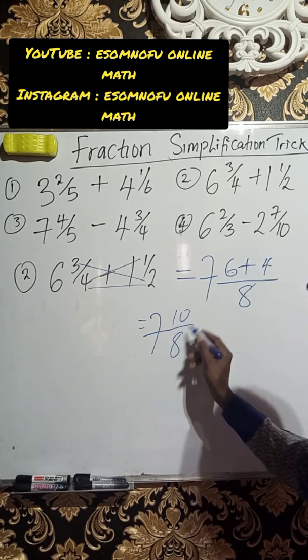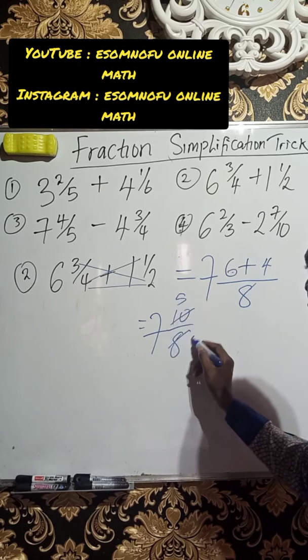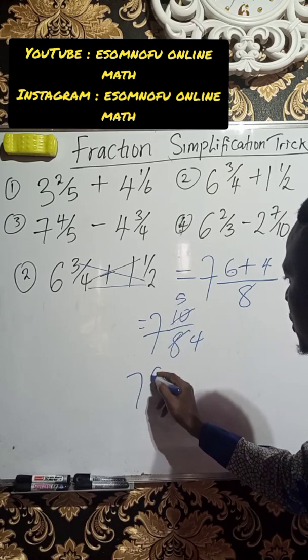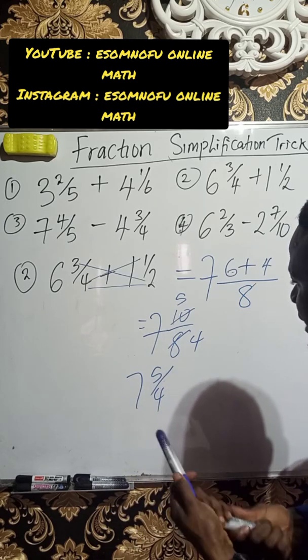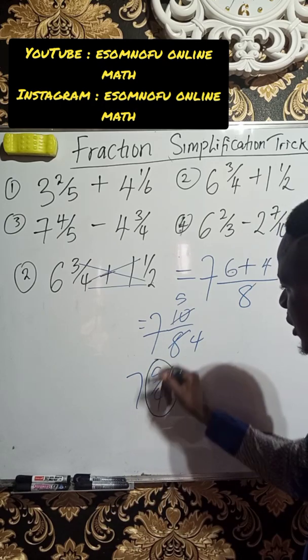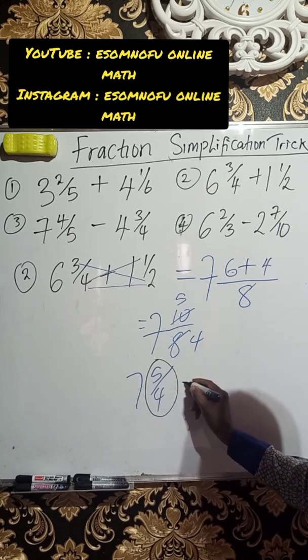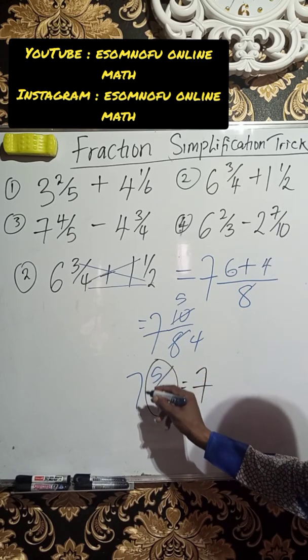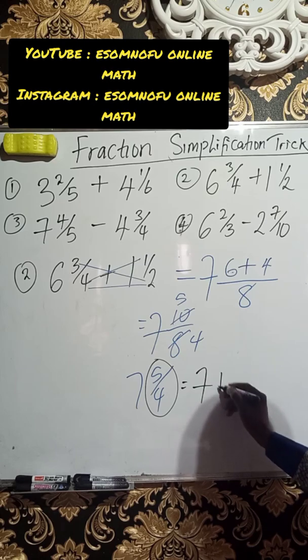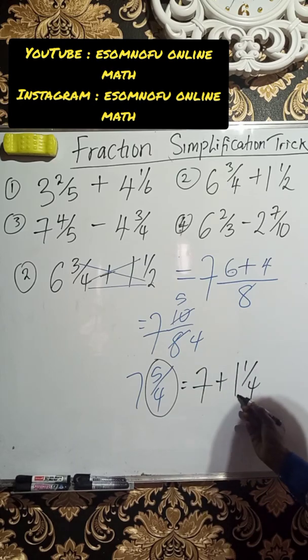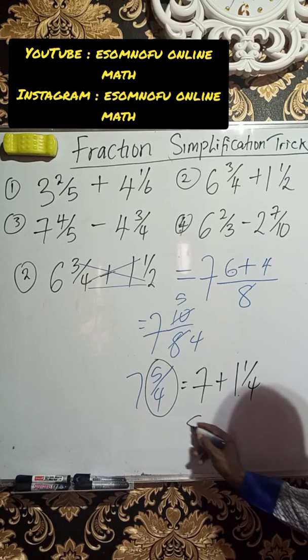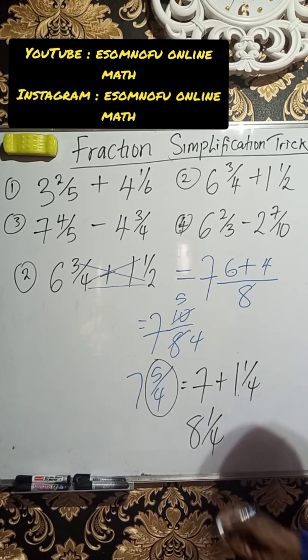Surprisingly, 2 can divide. 2 into 10 is 5, 2 into 8 is 4. So this is 7 whole number 5 over 4. But still, you cannot have an improper fraction in a mixed fraction. So this 5 over 4, you change to a mixed fraction. It will give us 1 whole number 1 over 4, so that you can comfortably add 7 and 1. When I add 7 and 1, I will get 8 whole number 1 over 4.